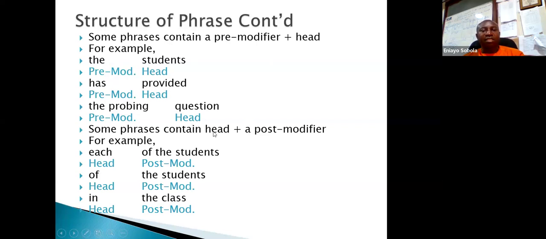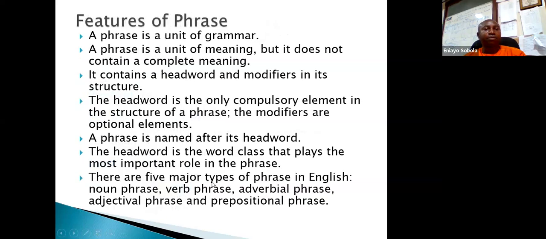And some may contain a head and a post-modifier. For example, each of the students. In that phrase, each is the head, while of the students is a post-modifier. Also of the students. In of the students, we have the head word of, while the students stands as post-modifier. In the class is also another example. In is the head word, while the class is the post-modifier in that example.